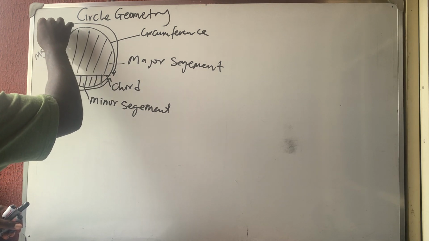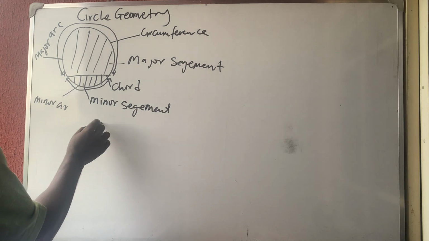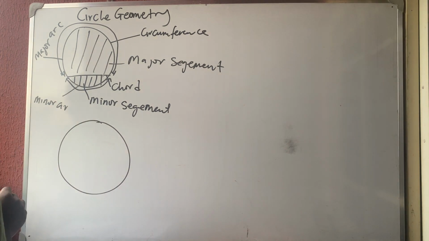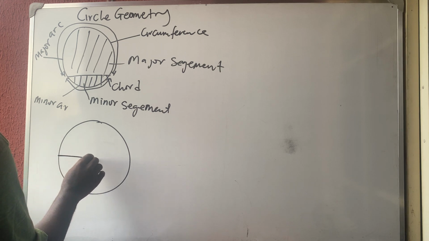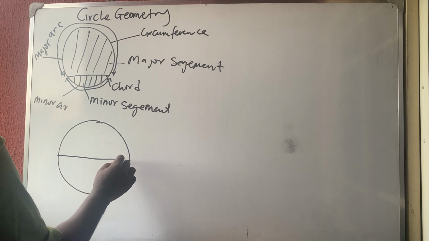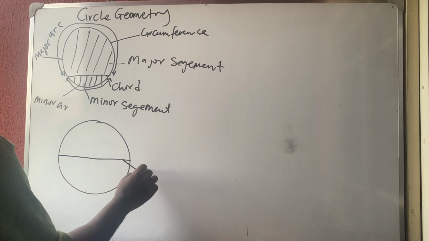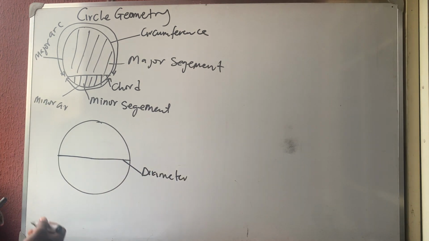Now, let me draw another circle. I want to explain something for you. There is a special chord. You know that a chord is any line drawn from one part of the circumference to the other. If that line passes through the center, then that line is called a diameter. So a diameter is a chord that passes through the center. As simple as that.